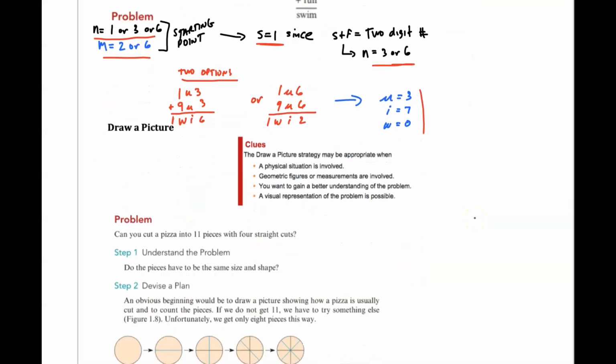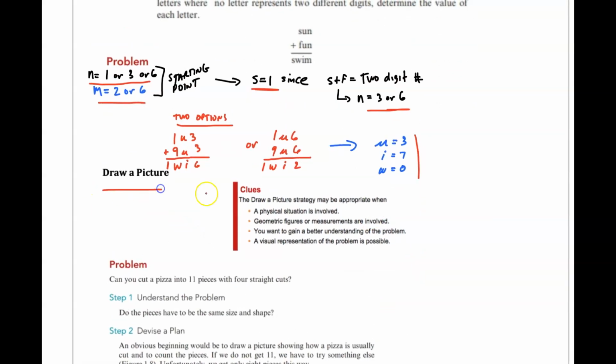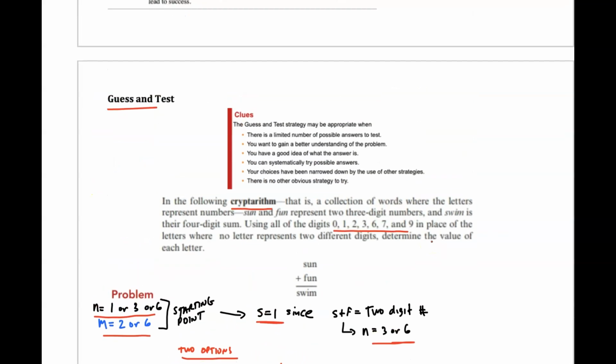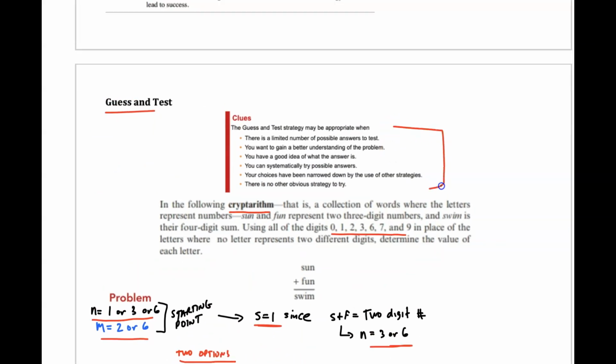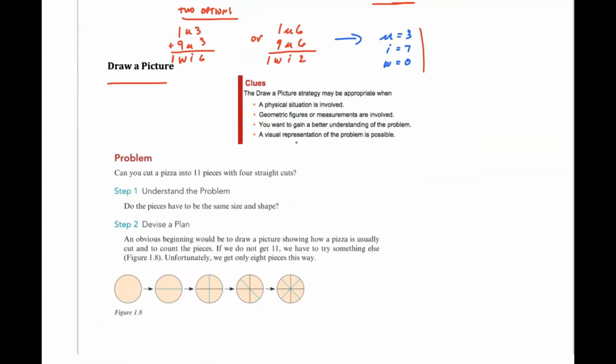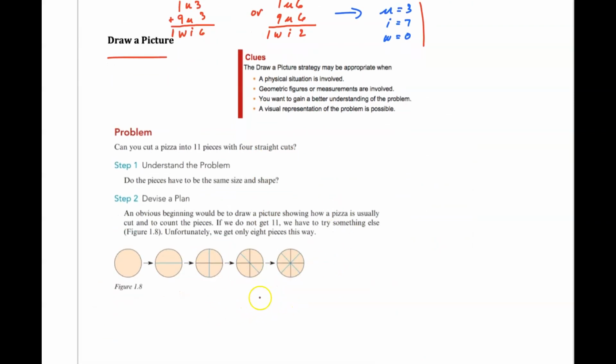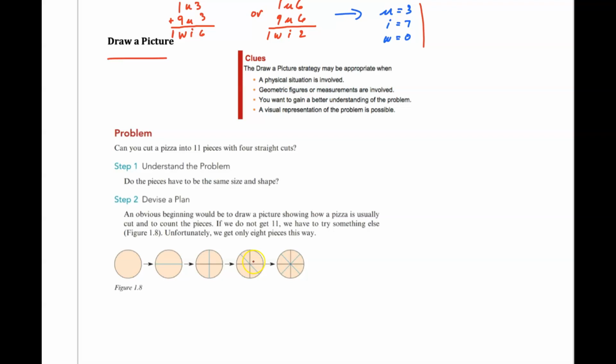Here's another one where the second strategy is draw a picture. And here are some situations, again, where you would draw a picture. I should have reminded you about this here. Here are the clues when you want to use a draw a picture strategy. We have this physical situation, geometric figures we can use to gain a better understanding. And on this one, once you have it, you're going to draw a picture, but you're really just not guessing and testing, but you're going to test some out.